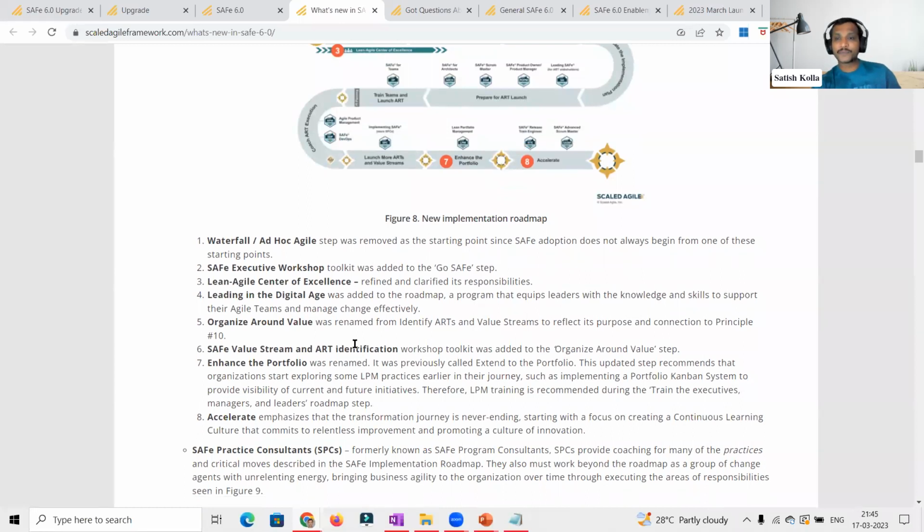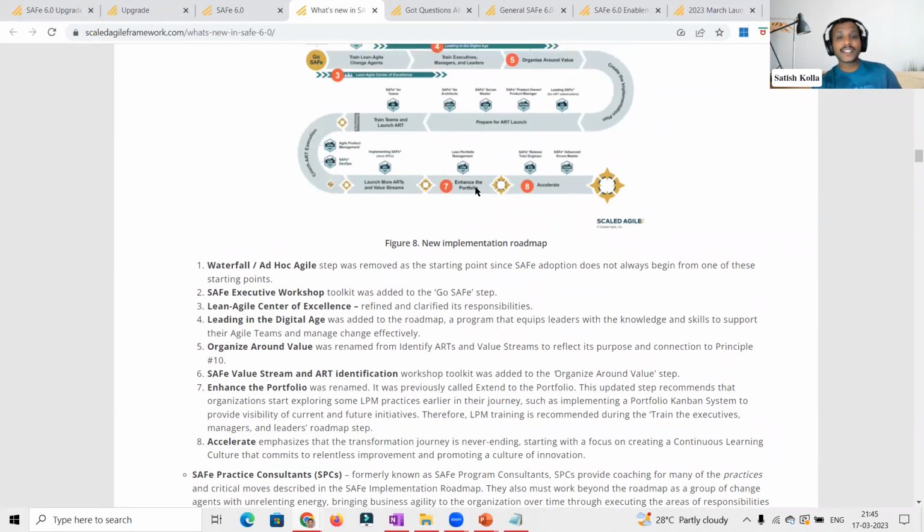So the other aspects remain the same. One major change which was done is extend the portfolio. Earlier, it used to be extend the portfolio. Now it is called enhance the portfolio, because another feedback or observation is that some of the organizations, by the time they reach the stage, are already making use of some portfolio concepts. So that's the reason we are clearly mentioning that it is not extending the portfolio, but instead it is enhancing.